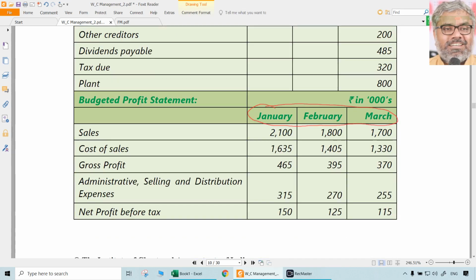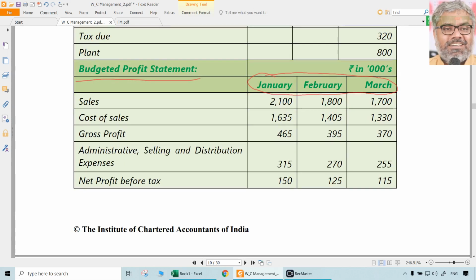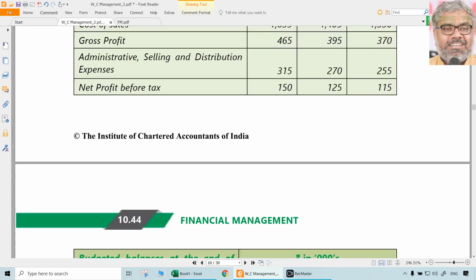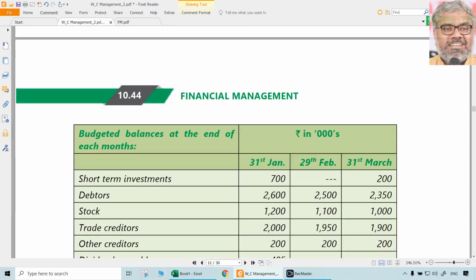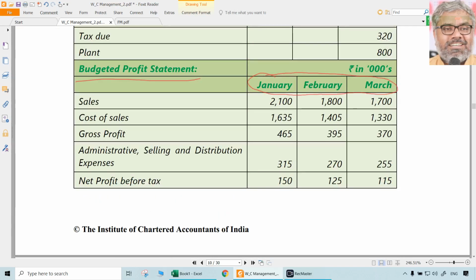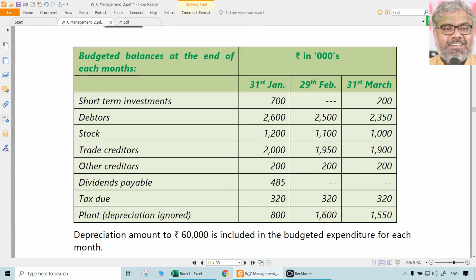This is the budgeted profit statement, not the actual but a future profit statement. Sales is given, cost of sales is given, of course gross profit, then administrative, selling and distribution expenses, net profit before tax. That's all that is given. Tax is not given, but how much tax will have to be paid can be taken from the budgeted balances of various items which are already given.